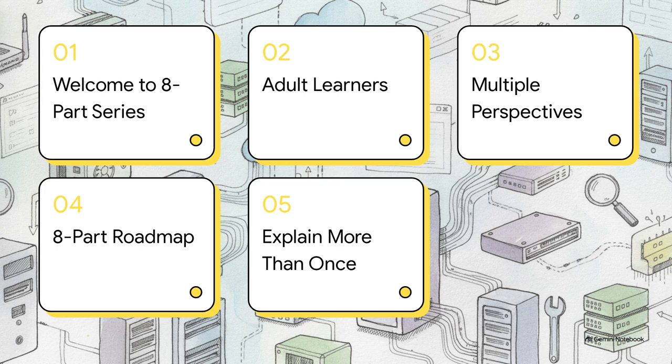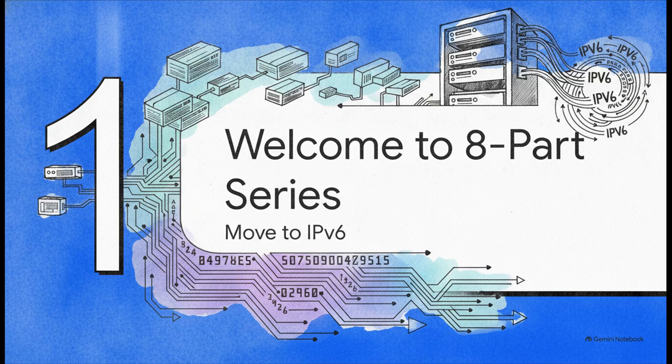All right, here is our roadmap for today. 1. Welcome to the transition. 2. How adult learners succeed. 3. Power of multiple perspectives. 4. Your 8-part tutorial roadmap. And finally, 5. The alternate YouTube playlist. Let's kick things off with Section 1.